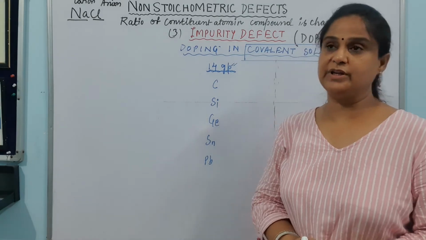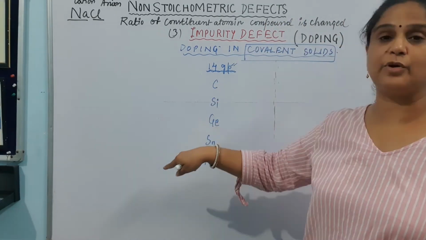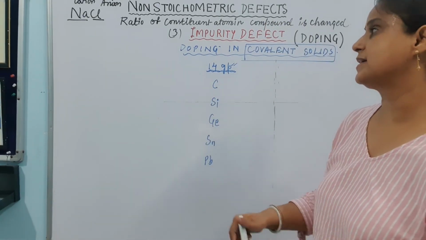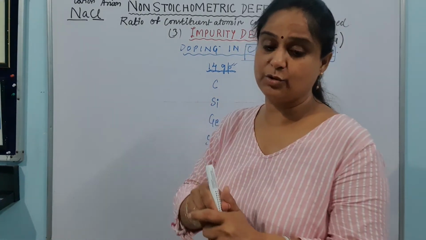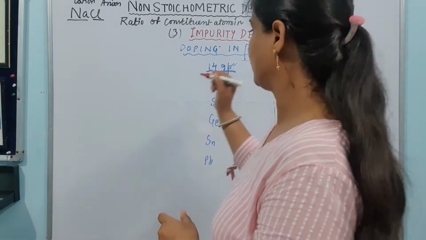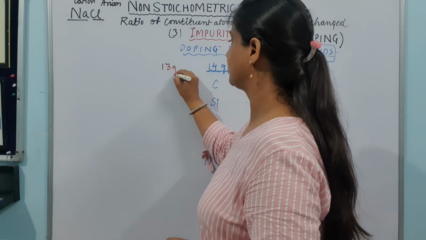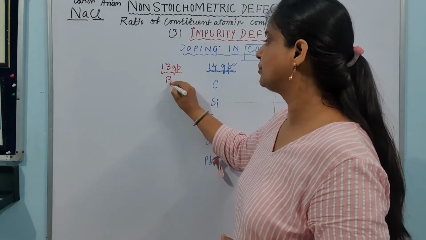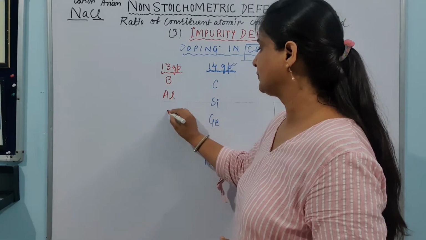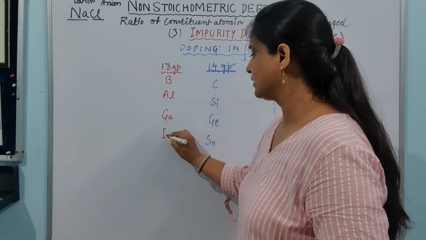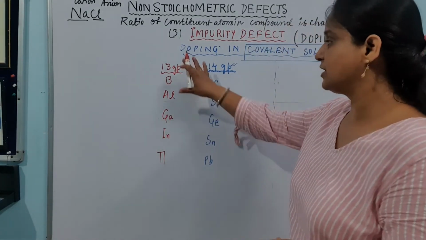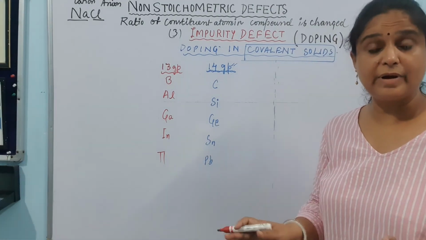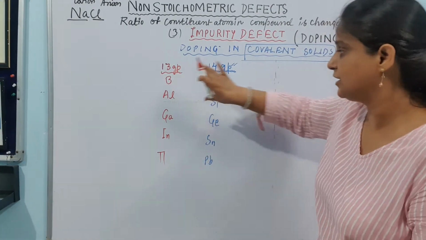Now what we are doing is doping something from outside. For example, if I am doping a 13th group element into this 14th group element. What are the 13th group elements? Boron, aluminium, gallium, indium and thallium. So these are the 13th group elements, and I am doping these into these.